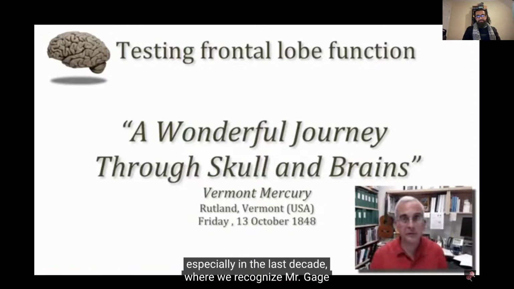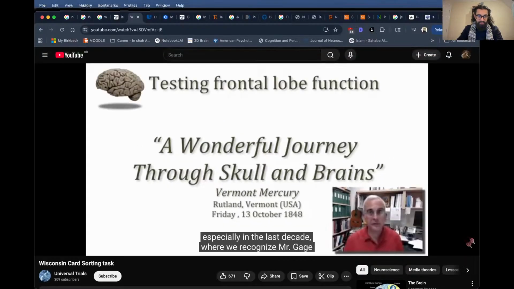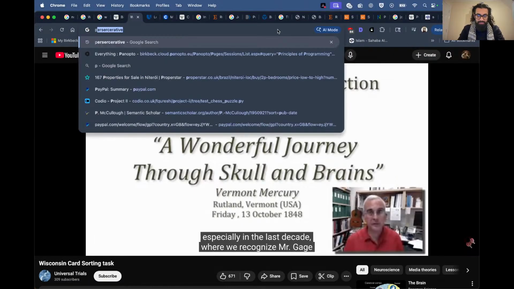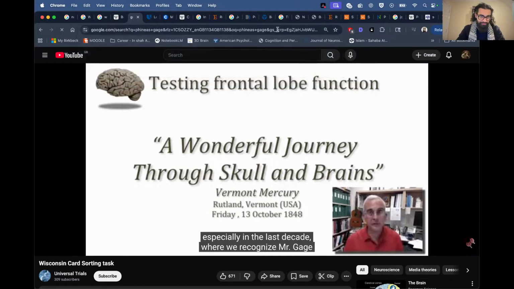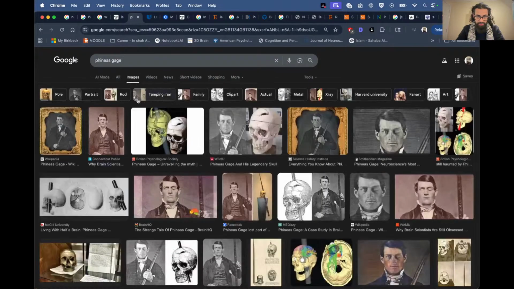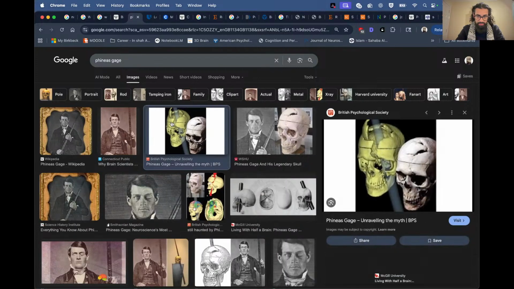Right, so he's going to talk about Phineas Gage. Phineas Gage is basically irrelevant for us at the moment. There was a man who had a rod go through his head, and he still survived, but he had issues with reasoning and thinking. So, if you're interested, this is what he looked like. He had a railway accident.